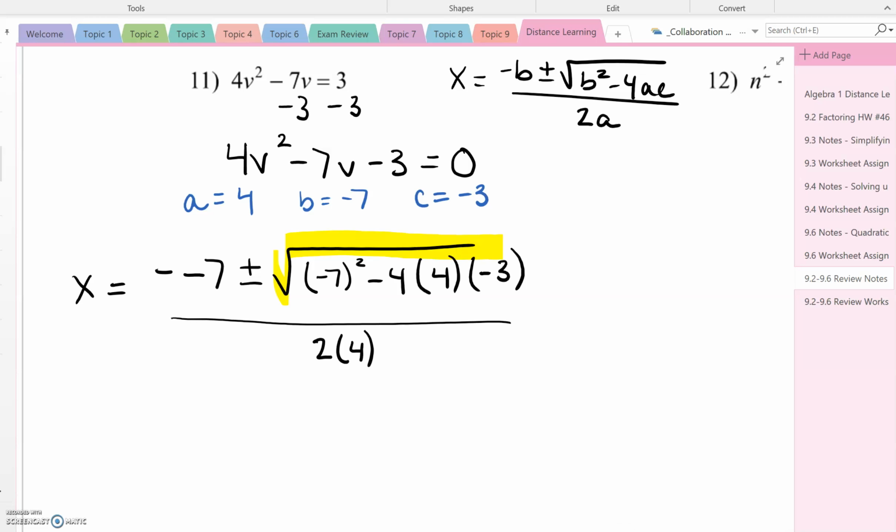So 7 squared is 49. 4 times 4 is 16. Times a negative 3. So we have a negative times a negative, it's going to end up being positive. And 16 times 3 is 48.